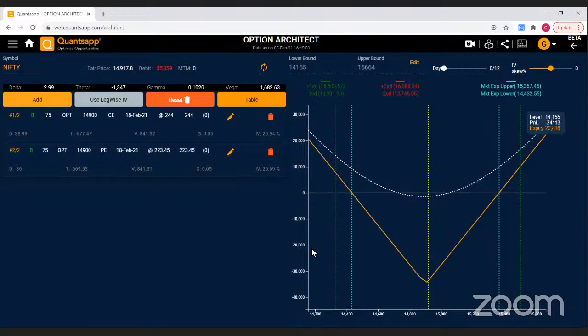Suppose we might think, what will happen if I buy both call and put of the same strike price? We also keep the thought that, okay boss, if the market is going up then the call will benefit, and if the market is going down then the put will benefit. So what is the point of buying both these options?